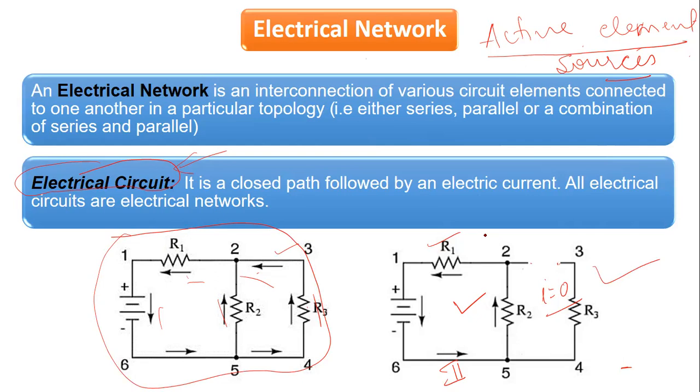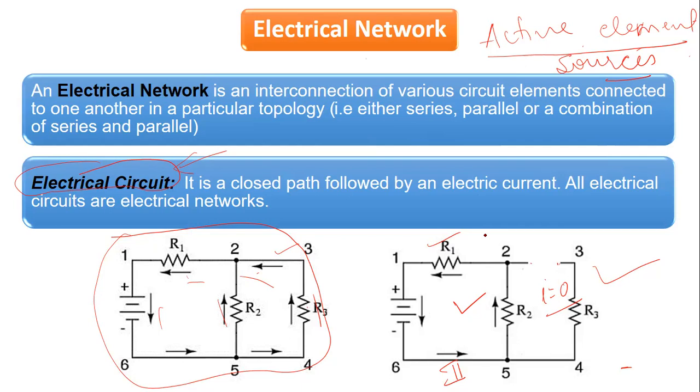it is open. So the fine difference is that we can say an electrical circuit is that electrical network which has all the paths closed, which has current flowing through all the elements connected in it. So all the electrical circuits are electrical networks, and if we have one such electrical network where any of the path is open, or if any of the element is not having current flowing through it, we can term it as electrical network.